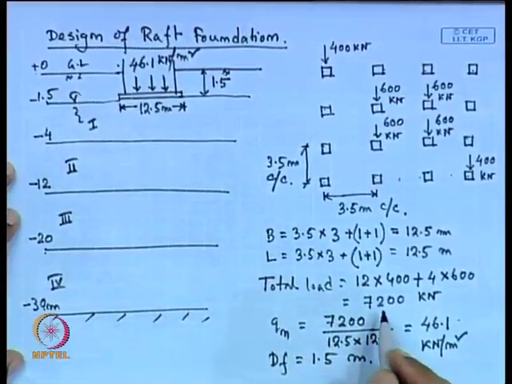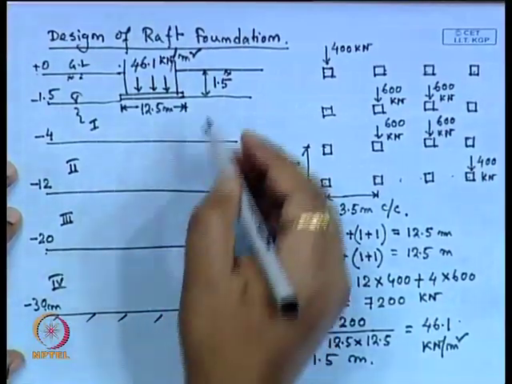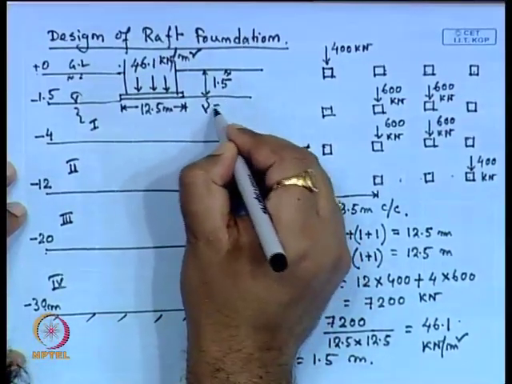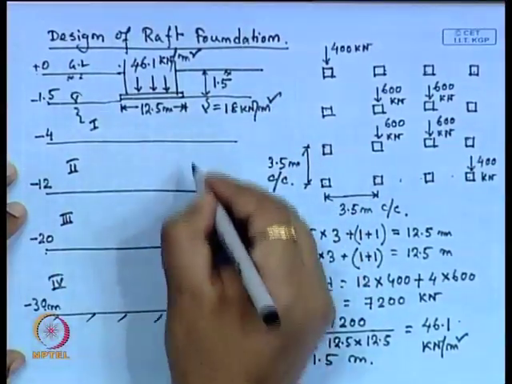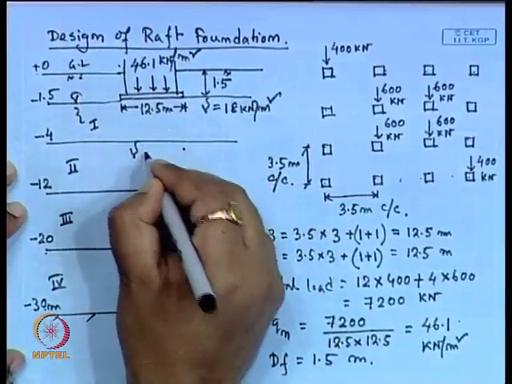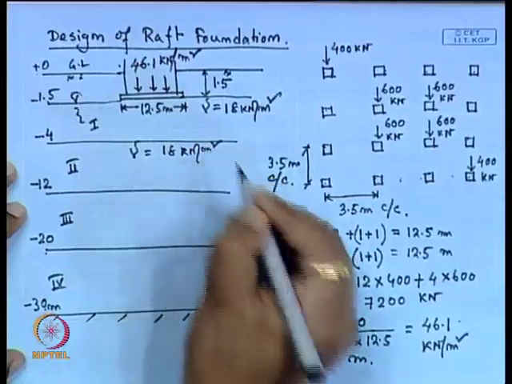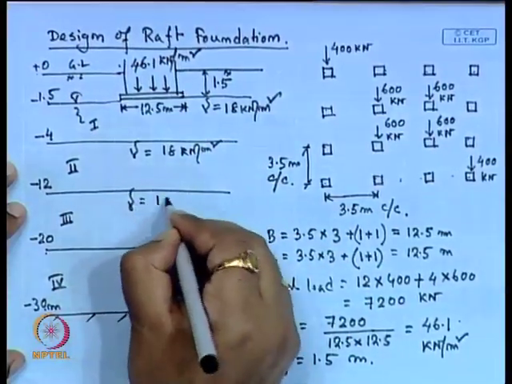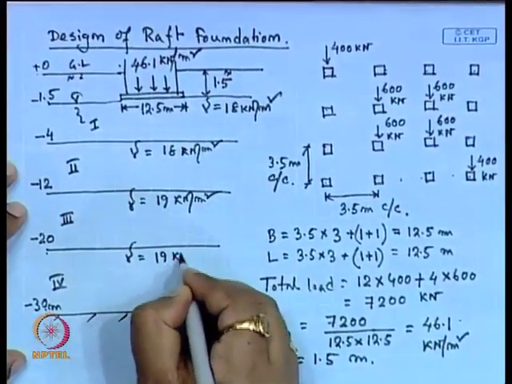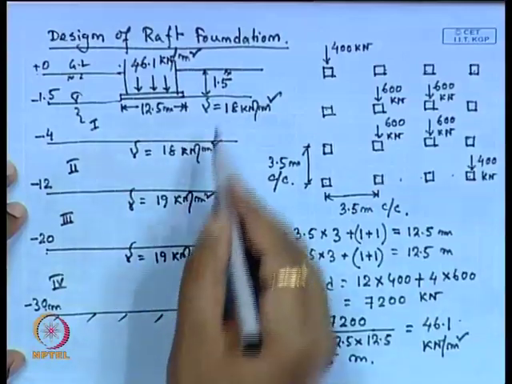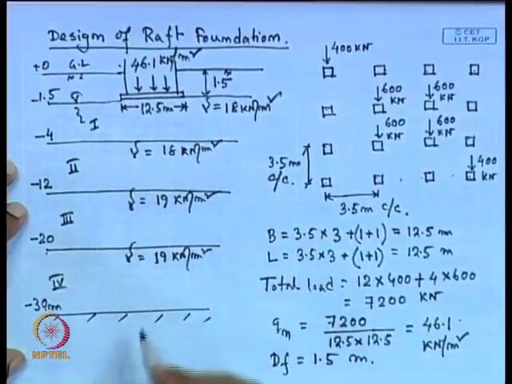We have chosen this dimension, and this is the total load acting, and this is the foundation grid pattern. Now we need the soil properties. Gamma for the first layer is given as 18 kilonewton per meter cube. Gamma for the second layer is also 18. Gamma for the third layer is 19, and for the fourth layer is 19 kilonewton per meter cube. So, these are all saturated unit weights of the soil that we are using.